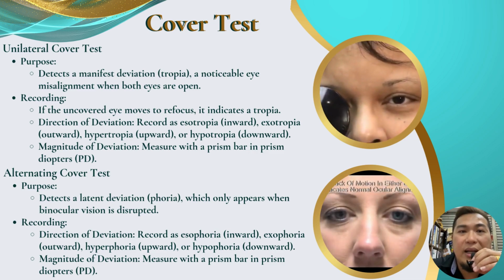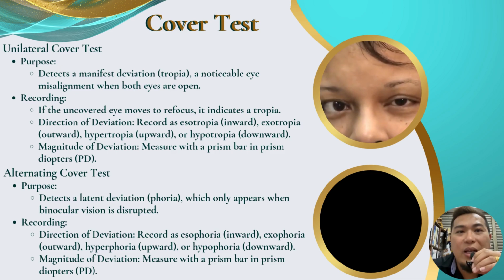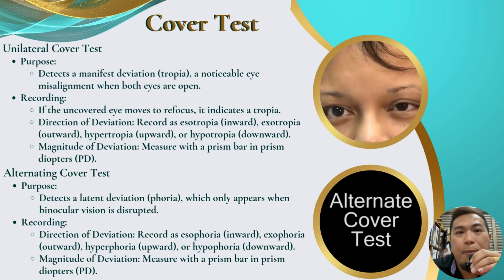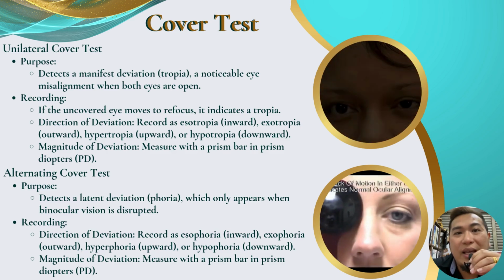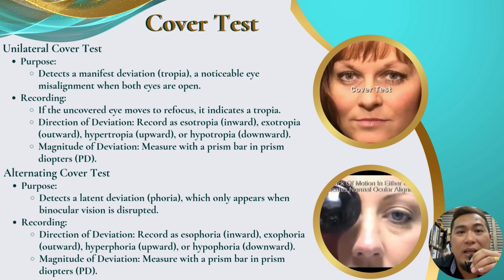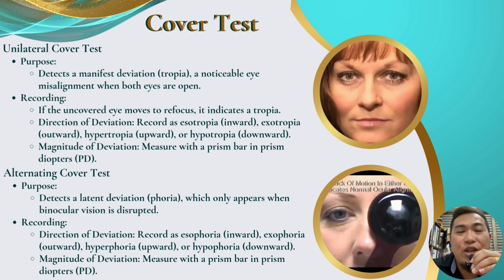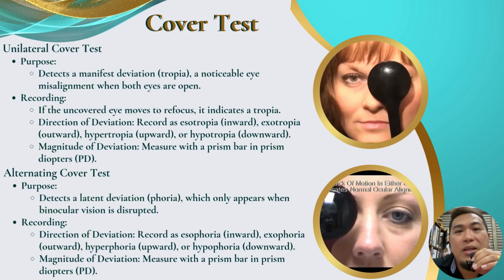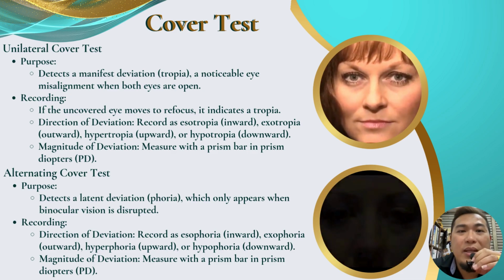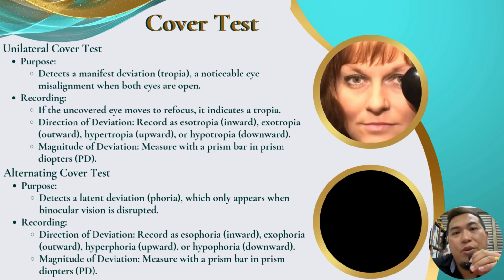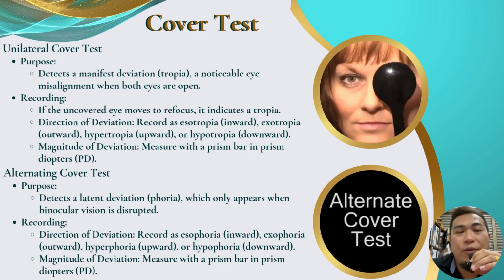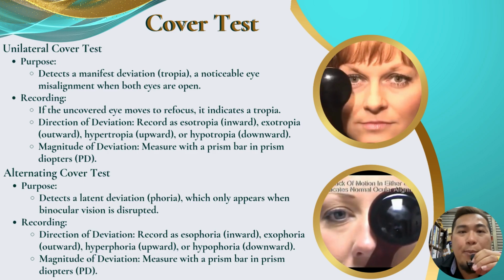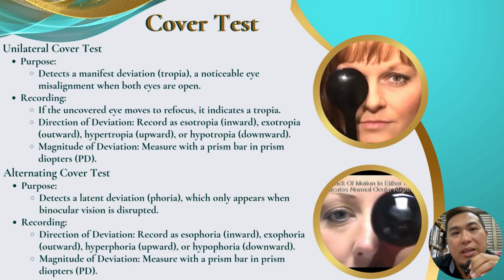This test detects latent deviations, or phorias, which only appear when binocular vision is briefly disrupted. The patient again fixes on the target while the examiner alternates covering each eye quickly. This breaks the binocular response and allows the examiner to observe any realignment movements. The direction of this movement is recorded as esophoria, inward; exophoria, outward; hyperphoria, upward; or hypophoria, downward.